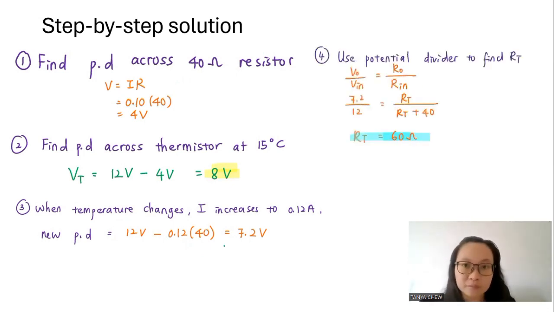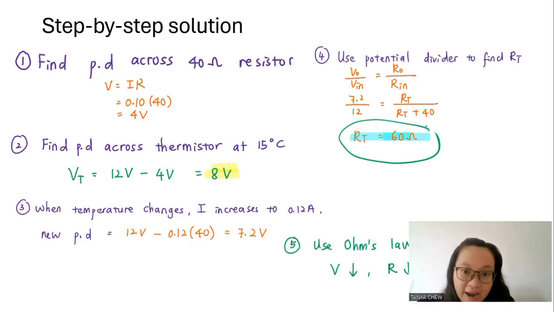Can you see that? And after that, use the potential divider concept to find RT. V output over V input is equal to R output over R input. So 7.2 over 12 is equal to R thermistor over R thermistor plus 40. So I get R thermistor as 60 ohm. See that? And then use Ohm's law to compare.